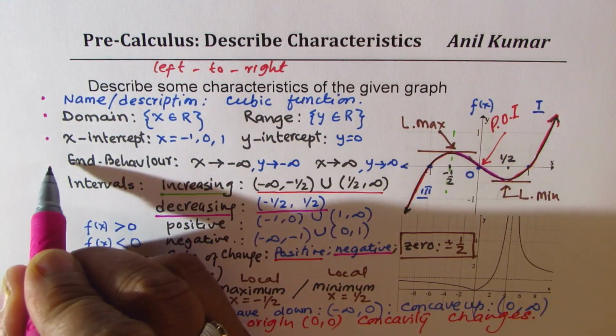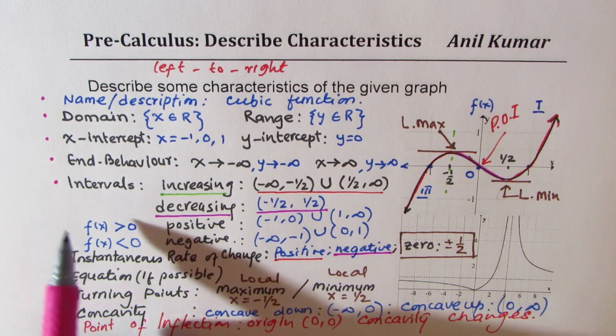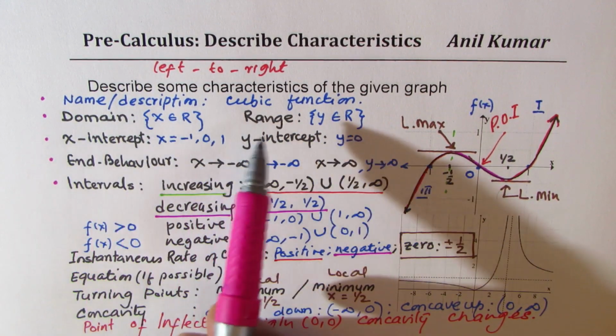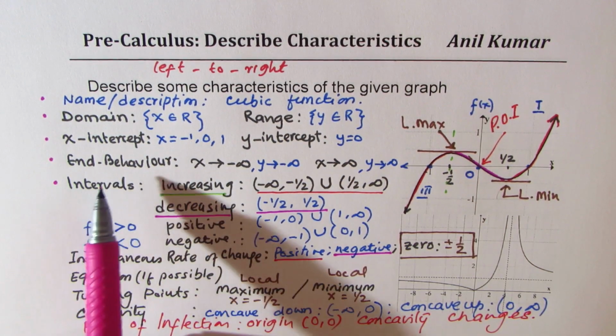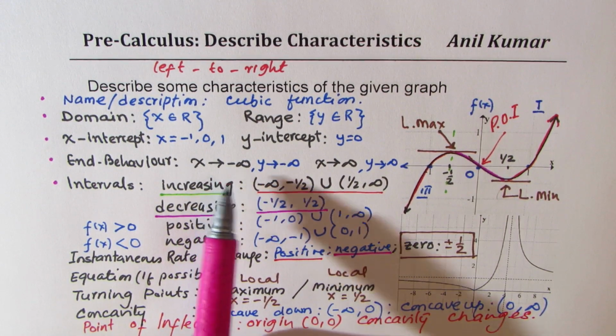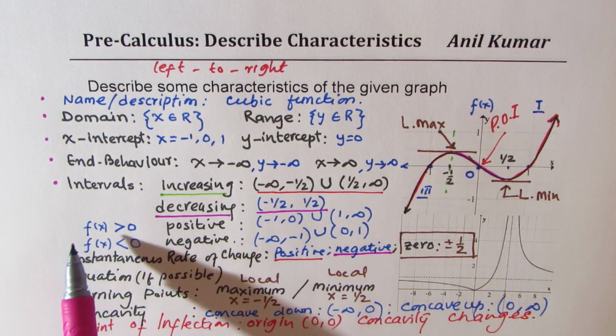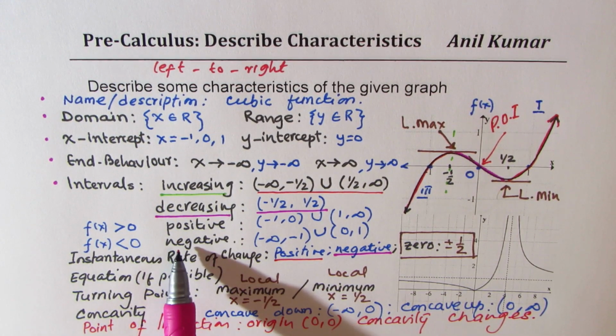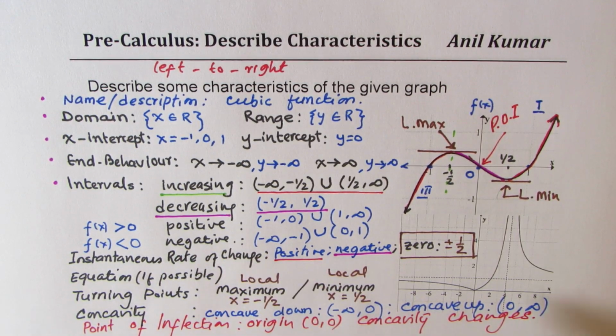So we describe the name, which is a cubic function, different kinds of, we describe named after that, domain, range, intercepts x and y, end behavior, what happens when x approaches negative infinity and what happens when x approaches positive infinity, intervals for decreasing, increasing, when is the function positive, means above x-axis, when is it negative, below x-axis, and then we looked into instantaneous rate of change, which tells you how fast it changes.